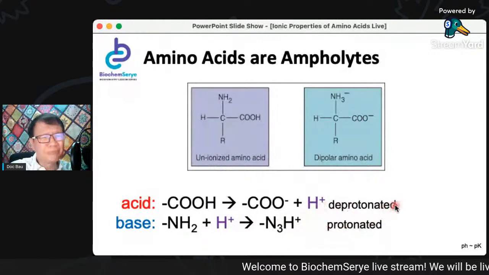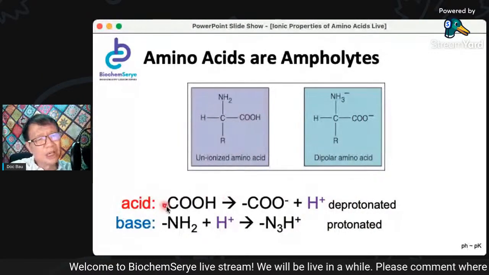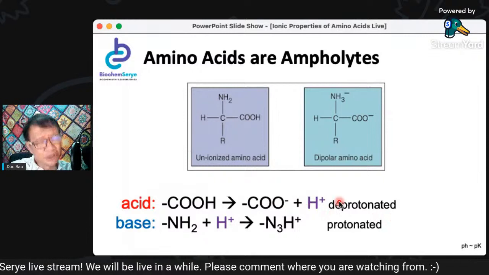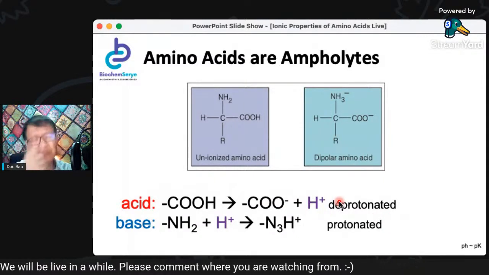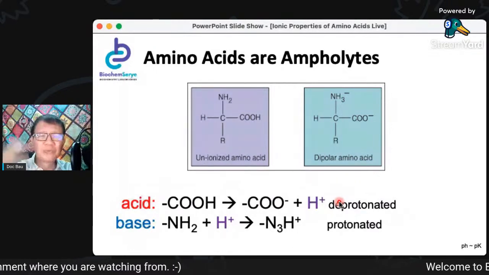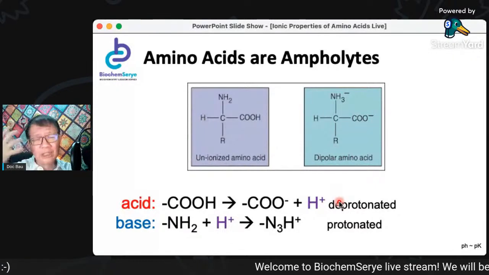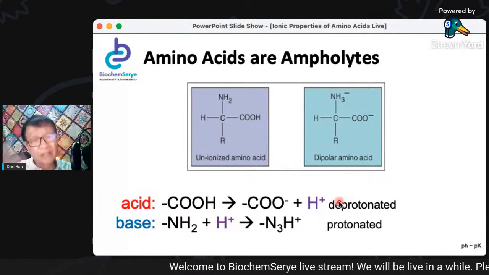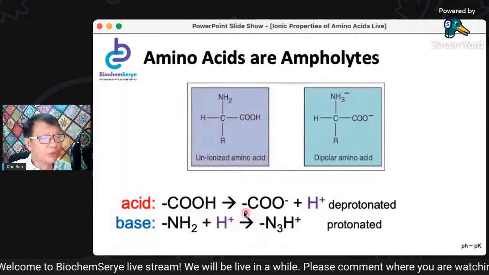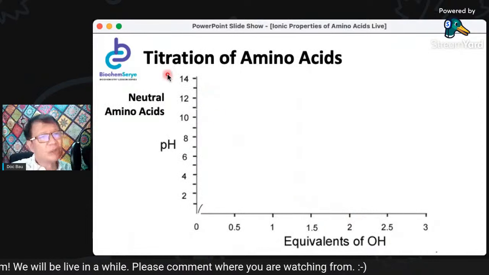So please let's get used to this. Ionization of carboxyl to carboxylate is deprotonation, or dissociation, or ionization. To get used to it, personally I use deprotonation, so it is clear in my mind that a hydrogen ion is being removed. Protonation, on the other hand, is when you add a proton. When you add a proton, it becomes your ammonium ion.